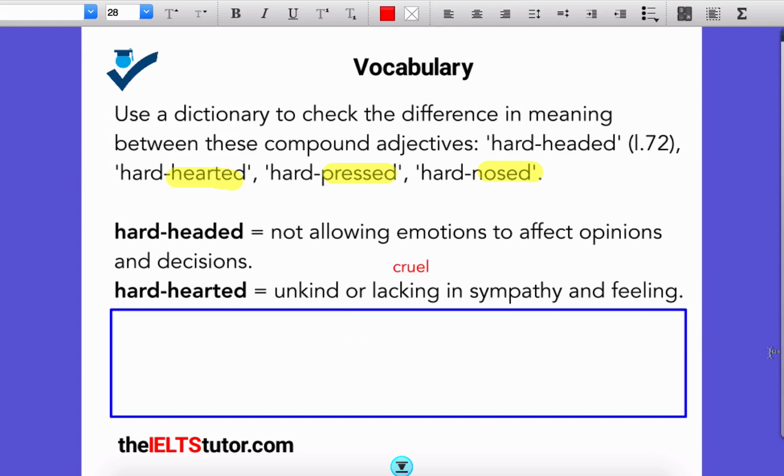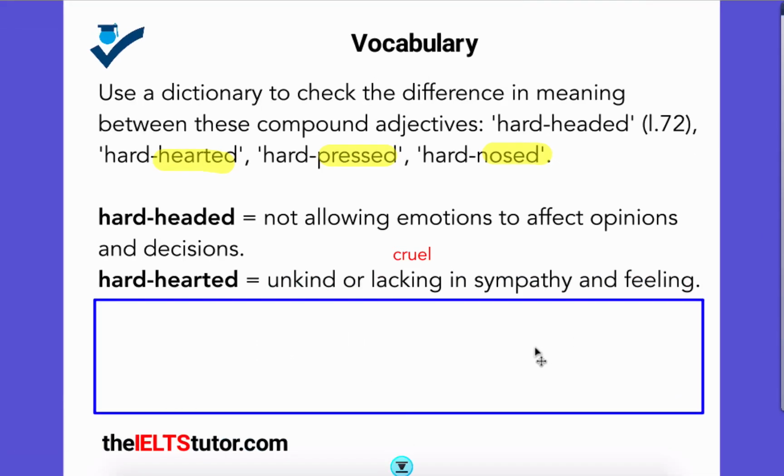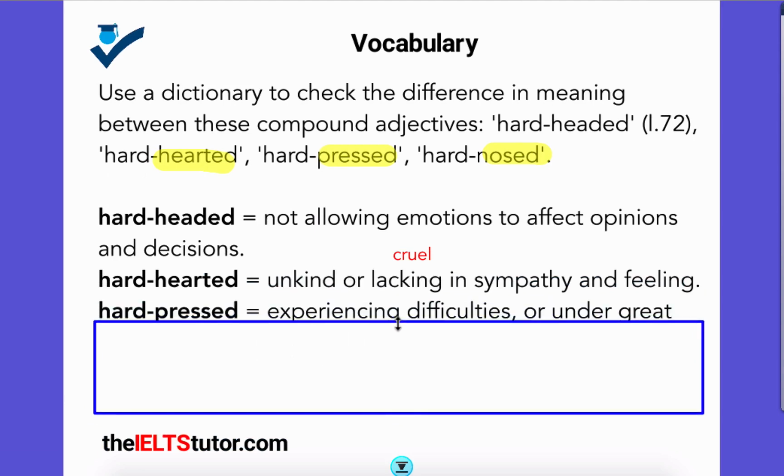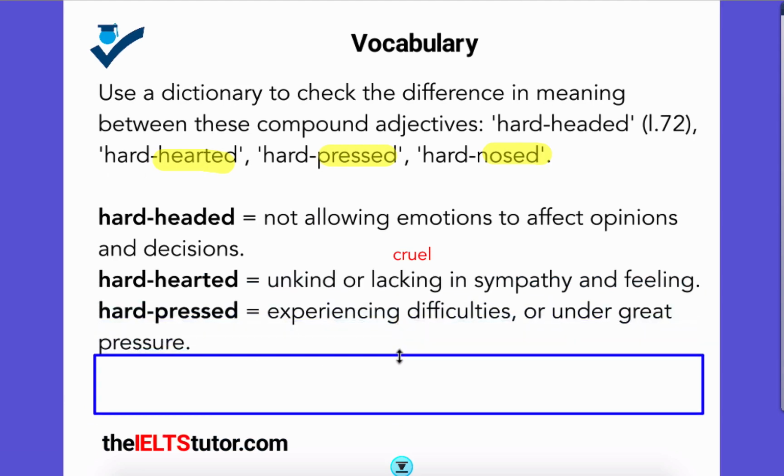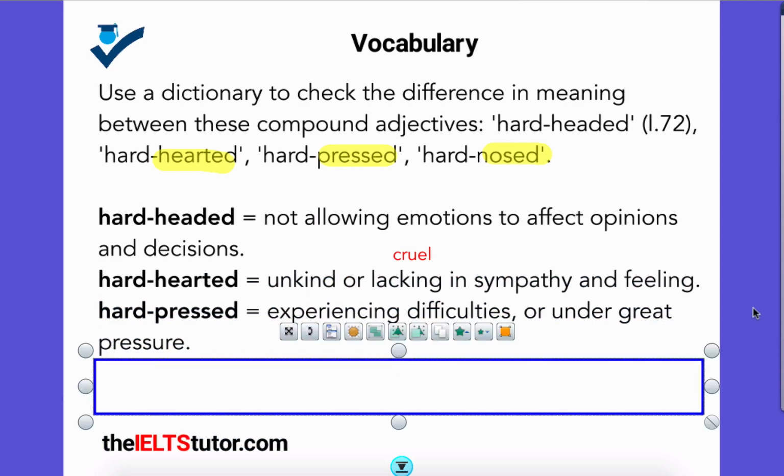Okay, what about hard-pressed? Now, press has got nothing to do with ironing or pressing a button. Okay, so I think press would be more similar to something to do with pressure. Yeah, so if you feel pressed, how do you think you feel? Pressured, okay. So if you're feeling pressed or hard pressed, I think it would be safe to say that you're experiencing difficulties or feeling under great pressure.